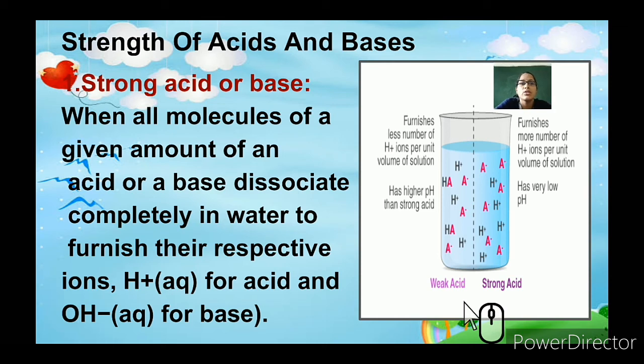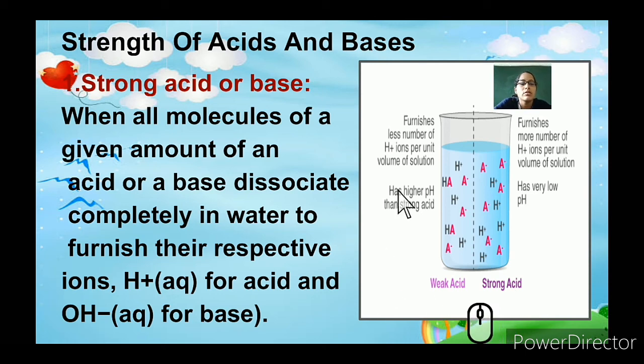So now we will learn the strength of acids and bases, that is, a strong acid or base. Here in the figure you can see a weak acid and a strong acid. HA represents the acid and H plus represents hydrogen ions. So what is the difference between a strong acid and a weak acid?